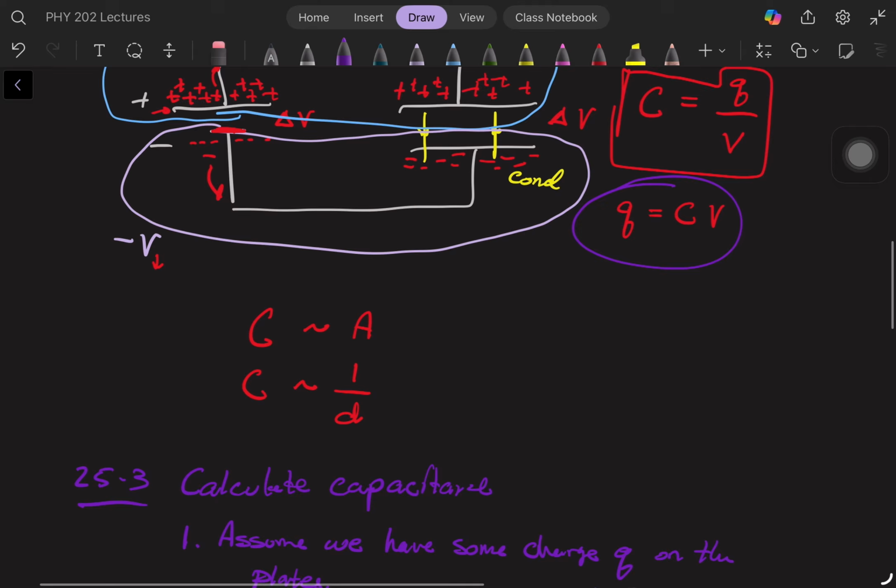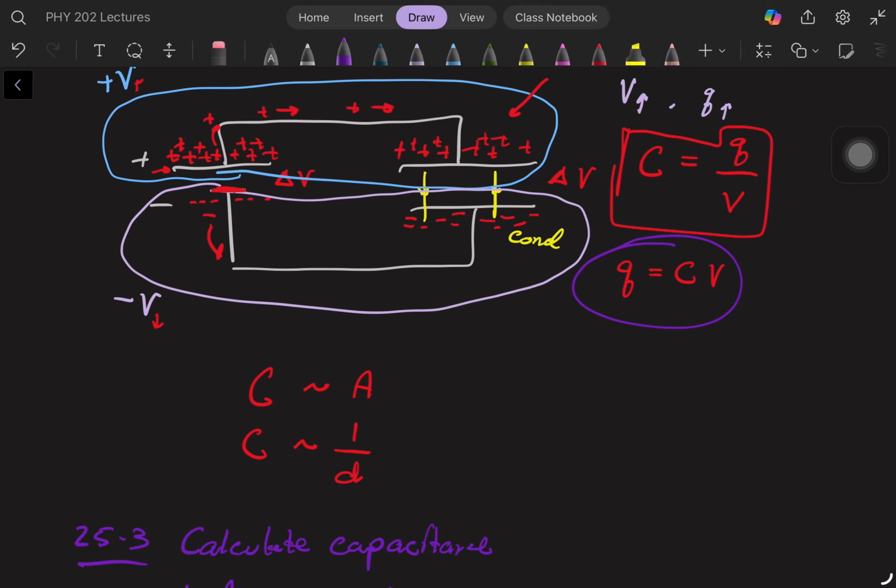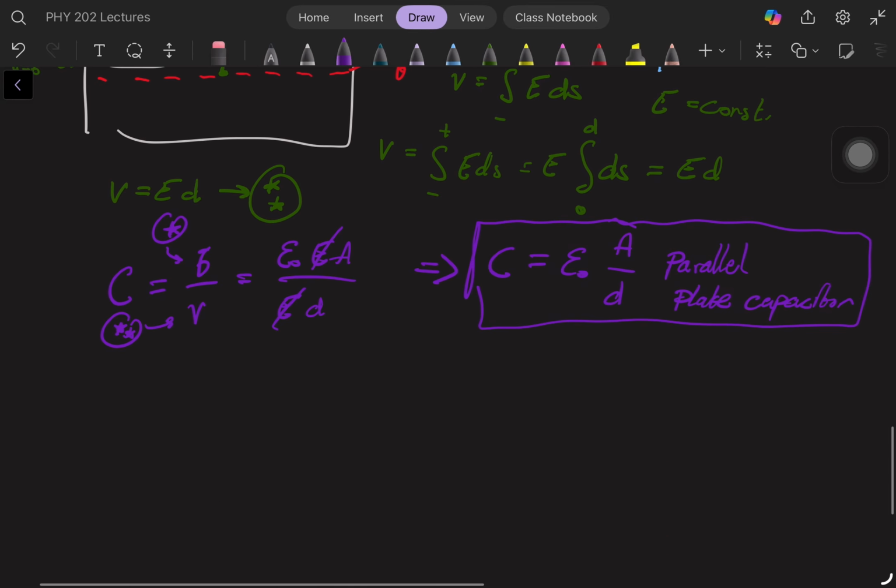Which, if we look at what we expected it to scale like, A over D, right? It scales like A, scales like 1 over D, same thing. And then we just ended up with a proportionality constant, epsilon naught. And so that's all fine and good.